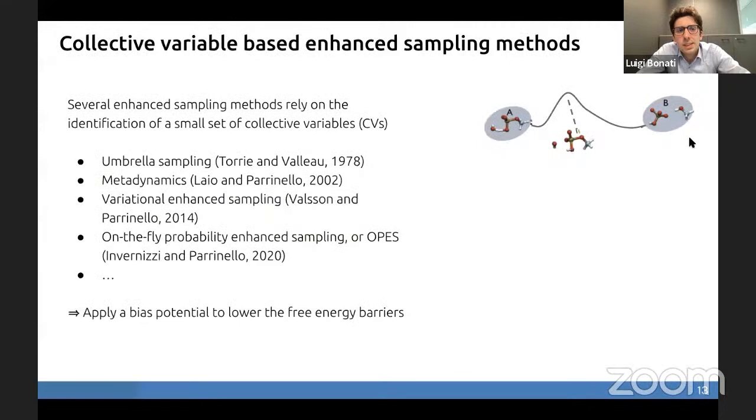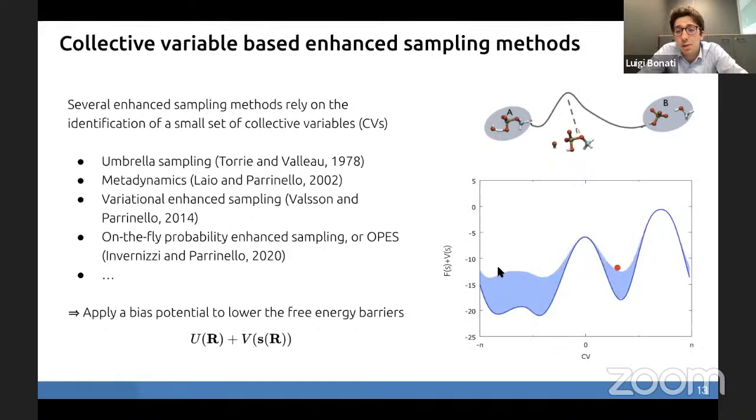Now we can dive into the problem of today, which regards collective variable based enhanced sampling methods. Indeed, several methods, from umbrella sampling to metadynamics and also some recent evolutions, rely on the identification of a small set of collective variables. And then we apply a bias potential to lower the free energy barriers along the corresponding variables. So we add to the potential energy of the system a term which depends on the atomic coordinates via this collective variable s. And if the variable is good enough, this procedure will lead to a diffusive sampling.